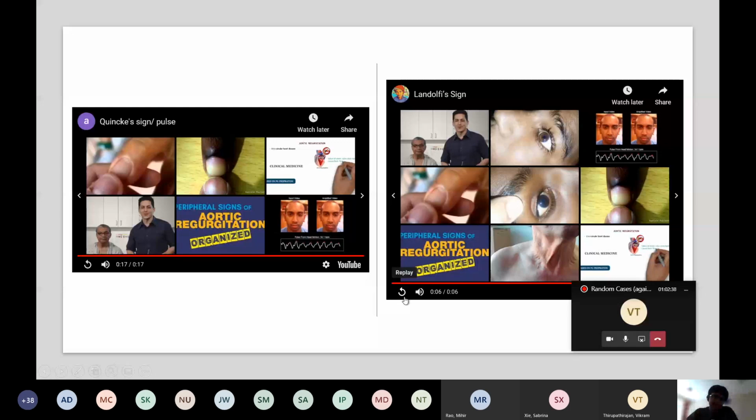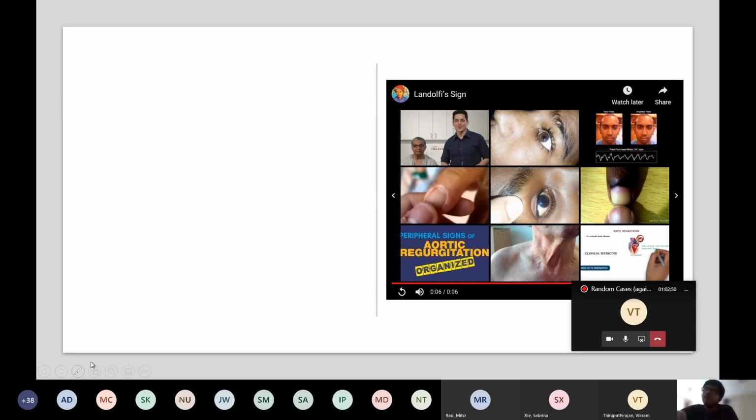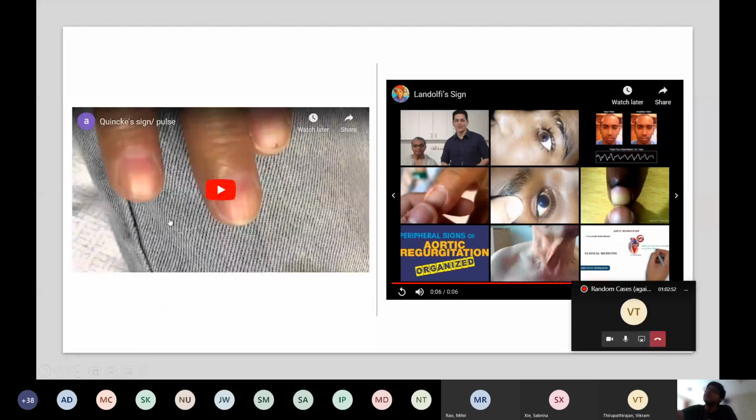But yeah, the different signs for aortic regurgitation do actually come up in exams. Very unlikely to come up in an OSCE, but in terms of exams, they can ask you about them. And it is important to actually try and examine for these.